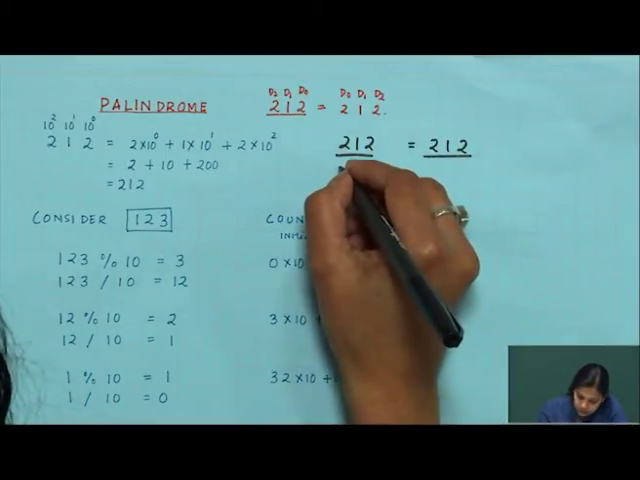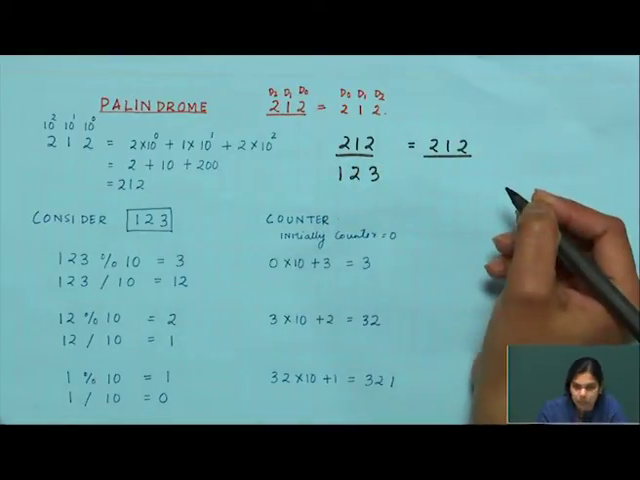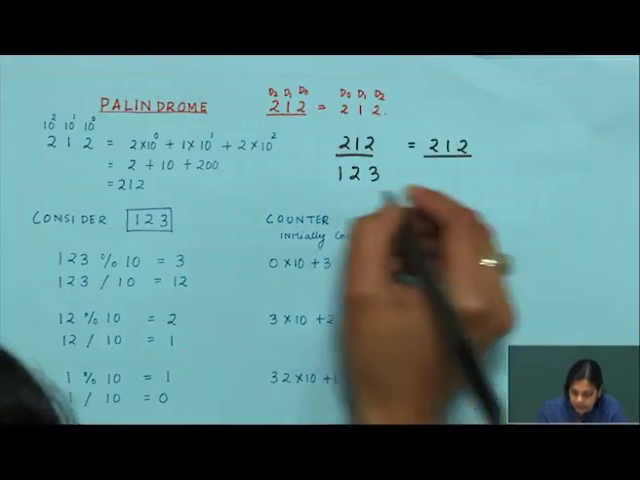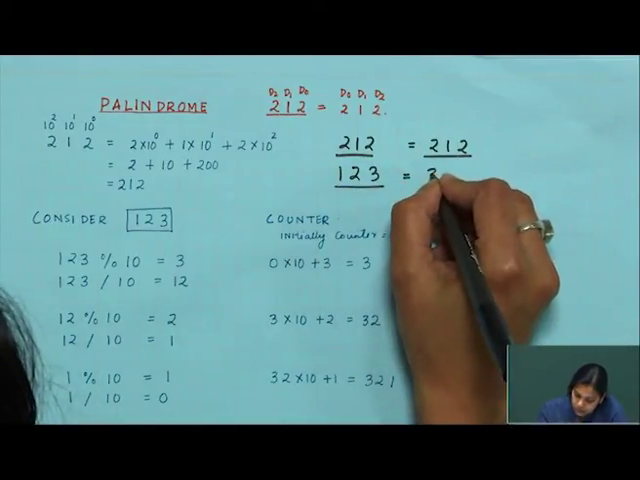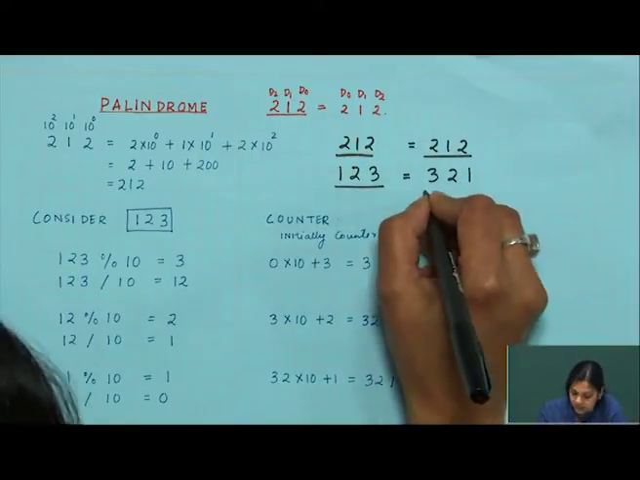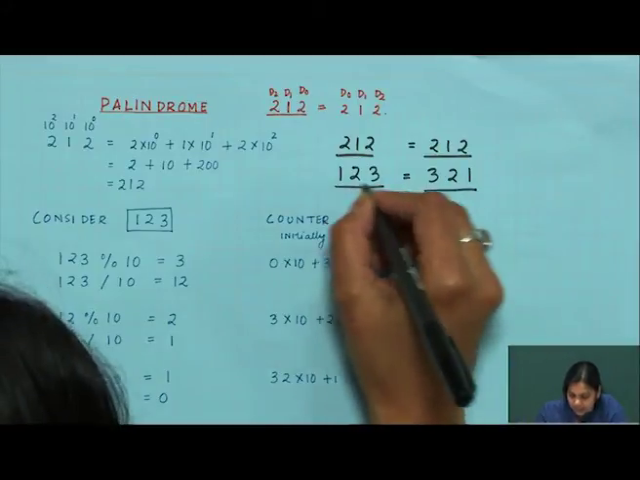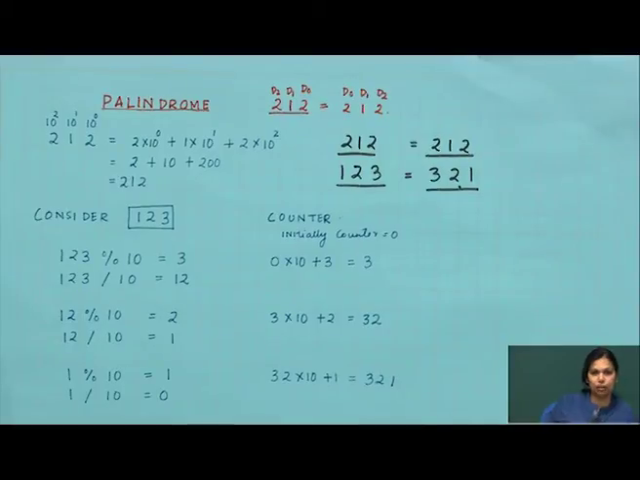Now, let us have a number 1, 2, 3. Is this a palindrome number? You reverse the number: 3, 2 and 1. This is not a palindrome number, because this is not the same as this. So, this is what a palindrome is.